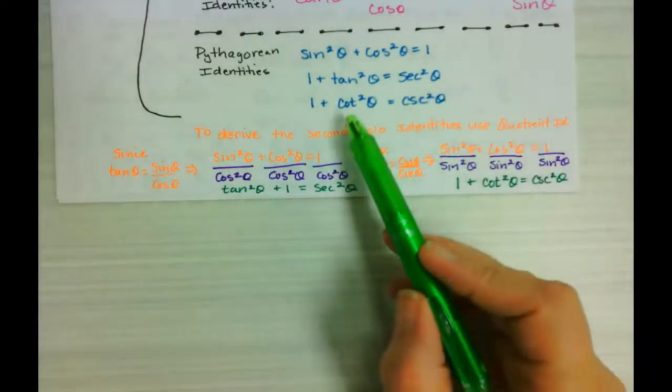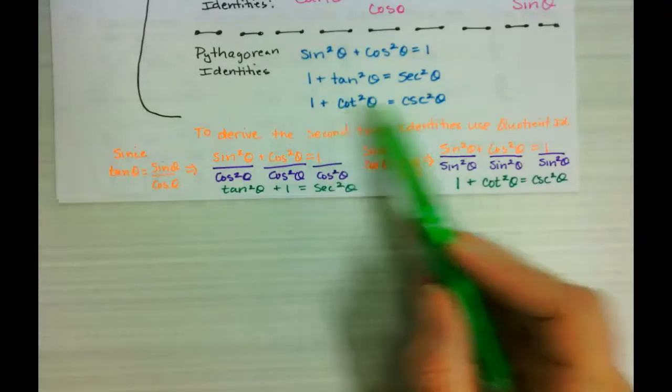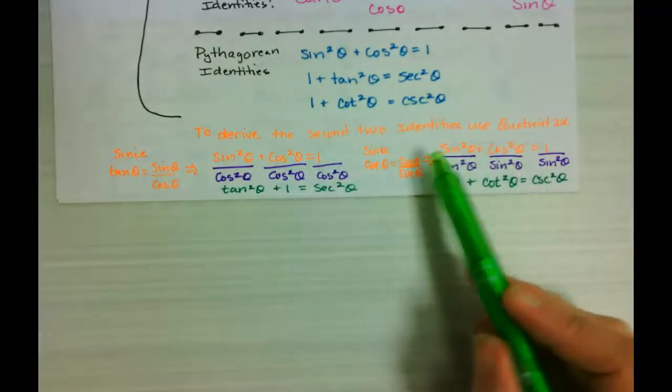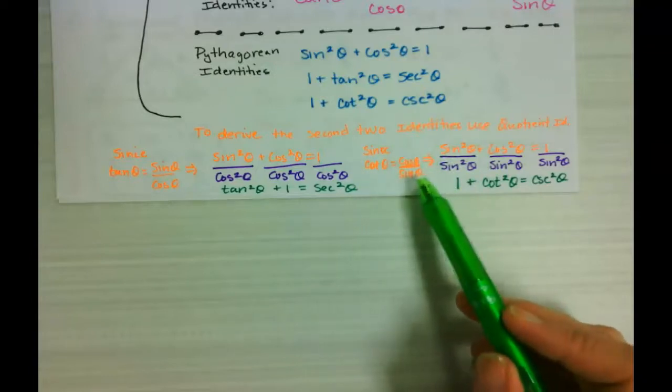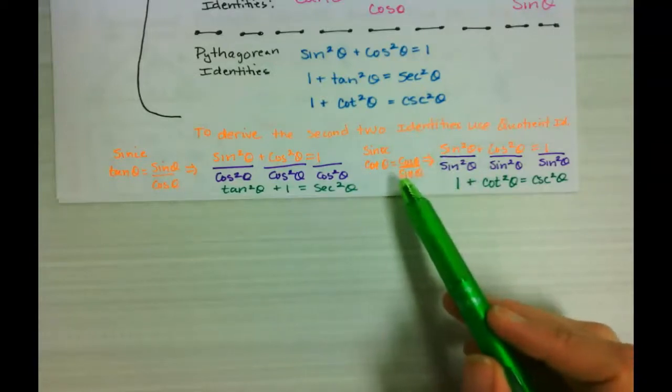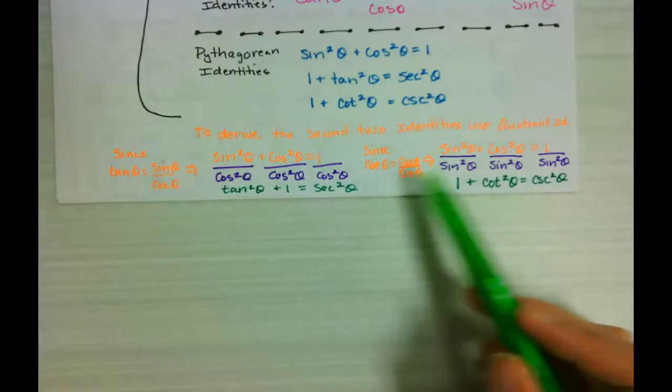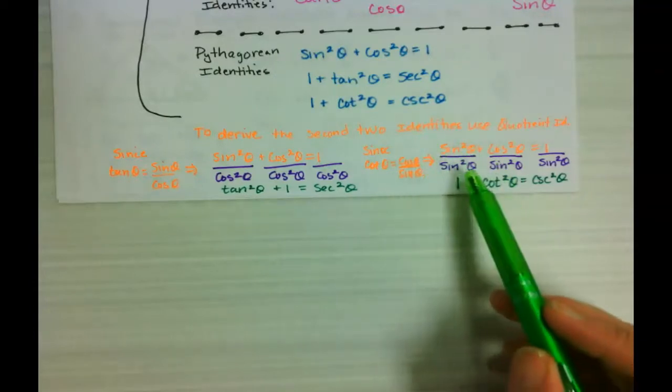I can do the same thing to derive the last of the Pythagorean identities, but this time I remember that cotan of theta is cosine over sine, so I'm dividing everything by sine, and because it's in a Pythagorean situation, I'm dividing everything by sine squared theta.